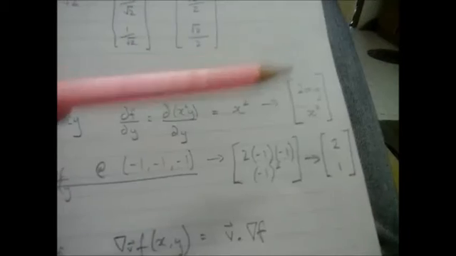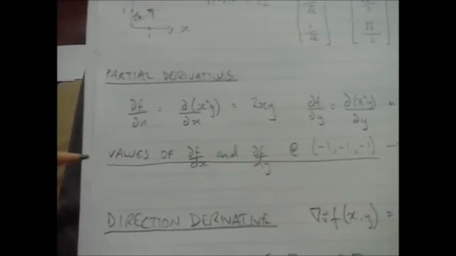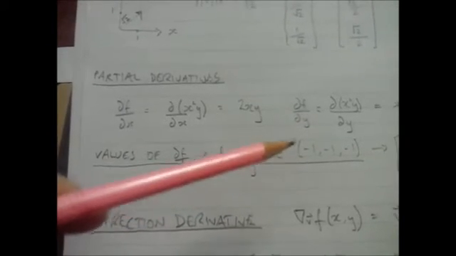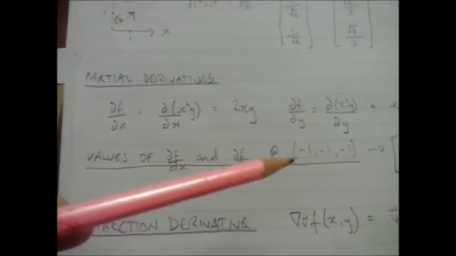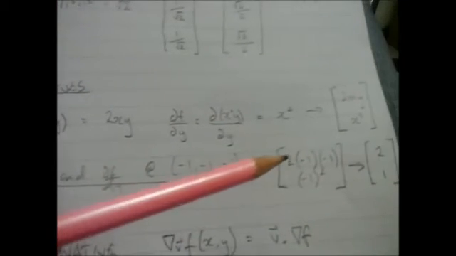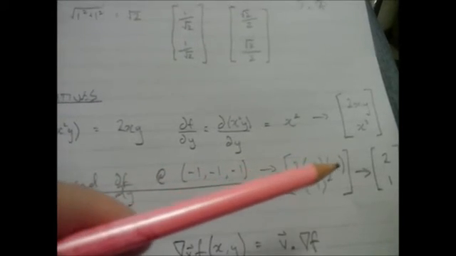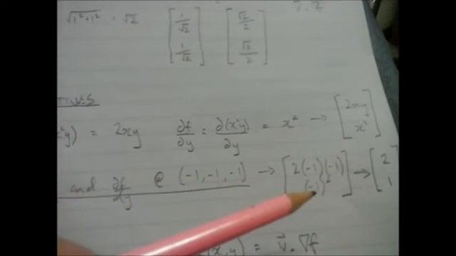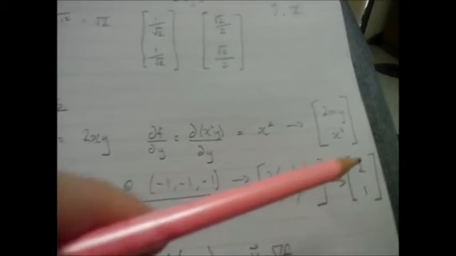Now that I've got my gradient of the function, I need to work out what the values of the gradient are at that point. I just put the values in at this point in space where it's asking me to work out. I've got 2xy, so x is minus 1, y is minus 1. And for x squared, that's minus 1 squared. I work all that out and I end up with 2 and 1. That's my gradient of f, 2 and 1, the gradient of the function at that point.